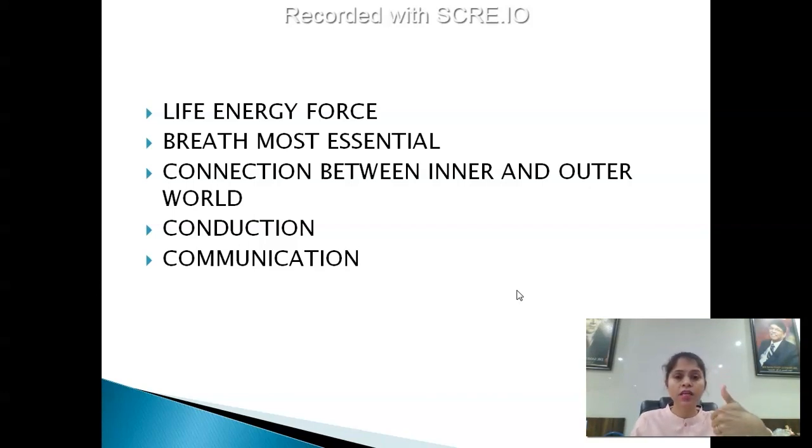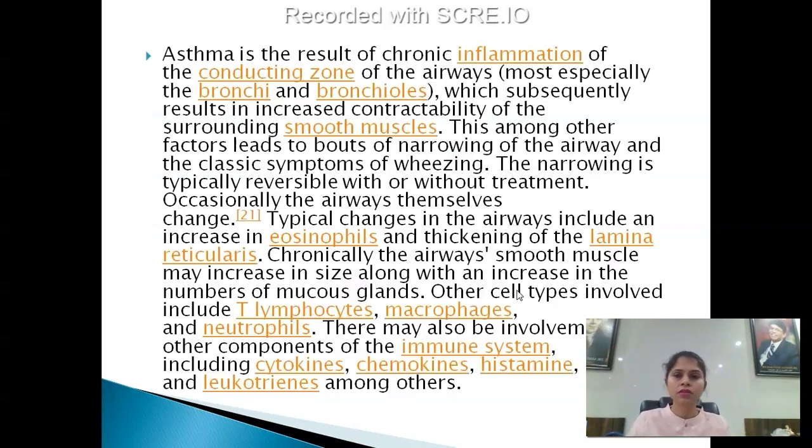They are the connection between your outer world and the inner world. They are the conducting zone. They are the communication who will communicate your message coming from the outer world to the inner world. So when we are talking about the bronchial tree, when we are talking about asthma, we are talking about the inflammation of this conducting zone, the bronchi or the bronchioles, increased contractibility of the smooth muscles, leading to bouts of narrowing of the airway, and the classic symptoms of wheezing. The narrowing is typically reversible with or without treatment.